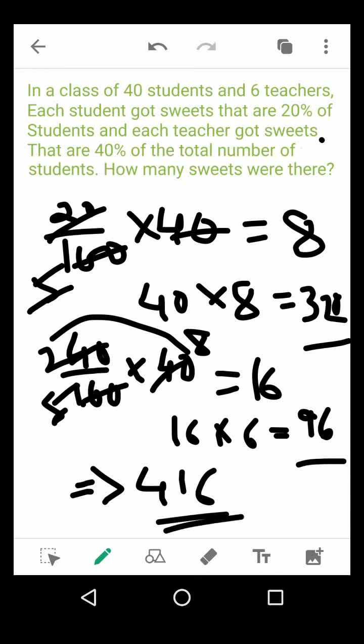So first we need to calculate the total number of sweets distributed among the students, that is 20% of the students, that is 8, and 8 into 40, the total number of students, that is 320. Distributed sweets are 320, and the total number of sweets distributed among the teachers are 96. So we need to add these values. So we will get the total number of sweets, that is 416 is our answer.